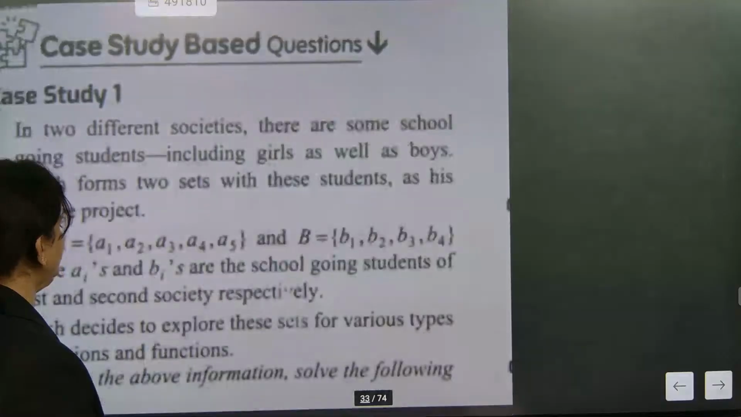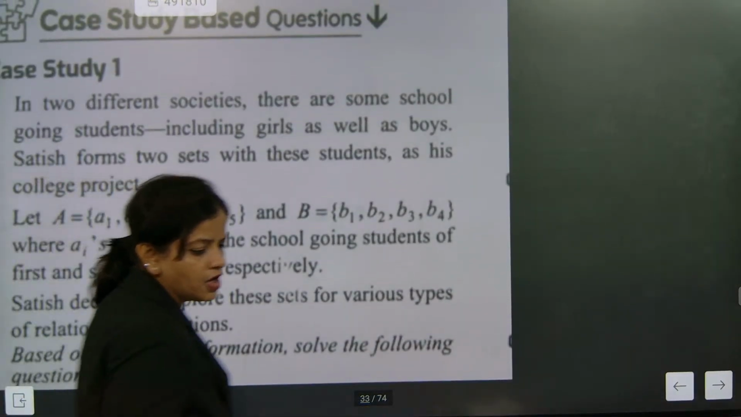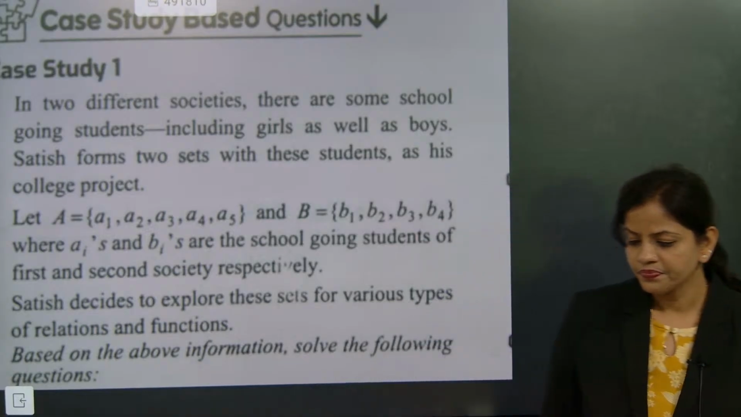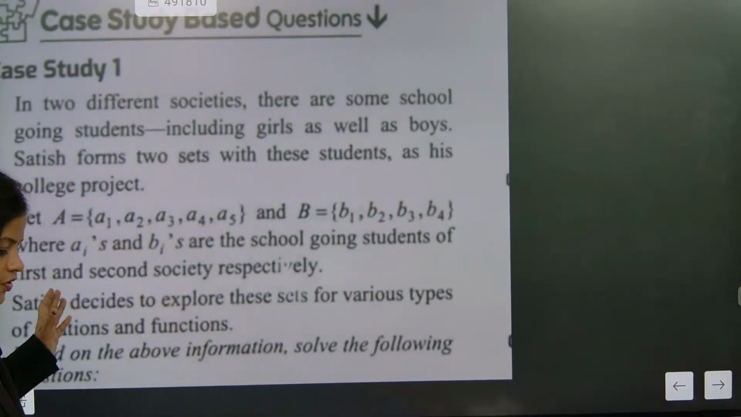Now I am starting the case study. This case study we have done one time. One more time I am going to give you a case study. Please kindly start doing this case study. All the case studies we must do nicely. Come on, go for it. Start doing it.